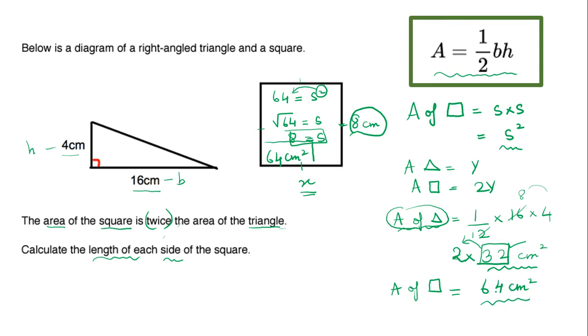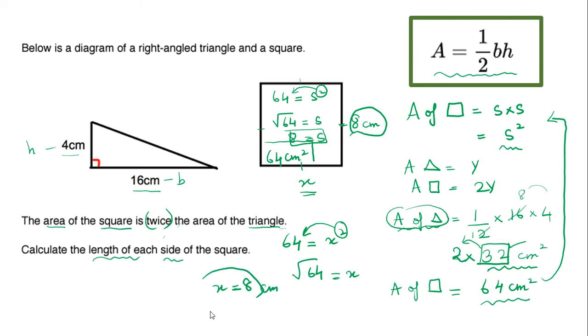And once I have my 64, I put that back in my square formula. That is, area of my square is side times side. So I'm just taking 64 is equal to the side squared, or x squared. And then when the square goes to the other side, it turns into a square root. Square root of 64 equals x, and that gives me x equals 8 centimeters. So that's pretty much it.